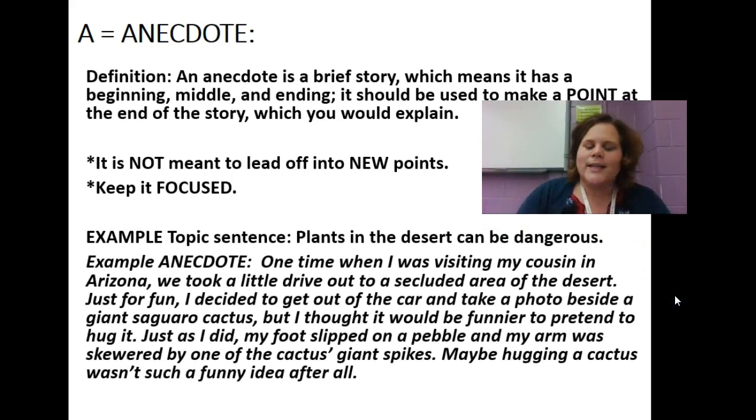One time when I was visiting my cousin in Arizona, we took a little drive out to a secluded area of the desert. Just for fun, I decided to get out of the car and take a photo beside a giant saguaro cactus, but I thought it would be funnier to pretend to hug it. Just as I did, my foot slipped on a pebble, and my arm was skewered by one of the cactus's giant spikes. Maybe hugging a cactus wasn't such a funny idea after all. True story, by the way. So this is just like a one-time win. It's just a little story example.